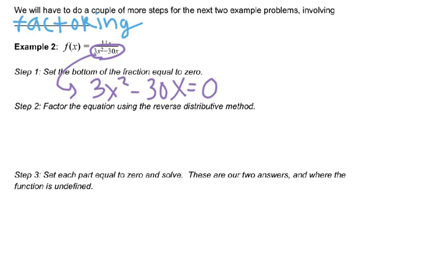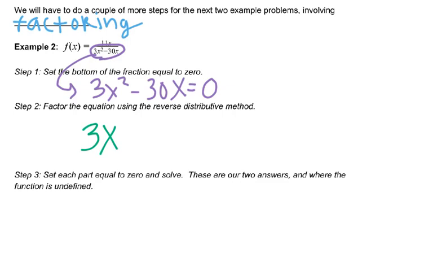Step 2 says factor the equation using the reverse distributive method. For this method, we want to start by asking ourselves, what do 3x squared and negative 30x have in common? Number-wise, they both have 3 in common, because 3 goes into 3 one time and 3 goes into 30 ten times. They also both have at least one letter x. I'm going to put a letter x out there as well.